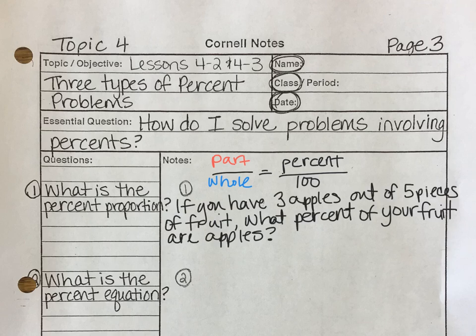Consider this example. If you have 3 apples out of 5 pieces of fruit, what percent of your fruit are apples? The first thing you need to do is set up the ratio that represents the part to whole of apples and pieces of fruit, and then compare that to the percent over 100. So your proportion looks like this.